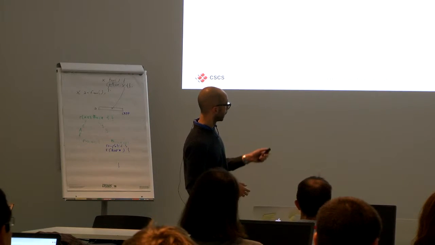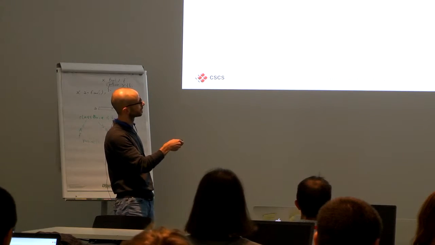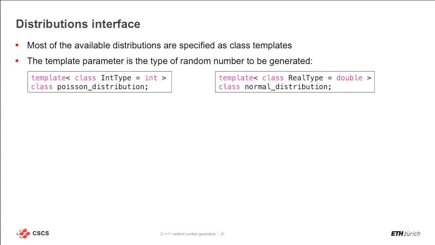Okay, so the distributions are basically template classes, and the template parameter is the type returned when you do the random generation. So if you have a normal distribution, of course, you will have random numbers that are floating point numbers, but you can decide between double, float, and so different precision. And the same is true also for the Poisson distribution, let's say integer value distributions.